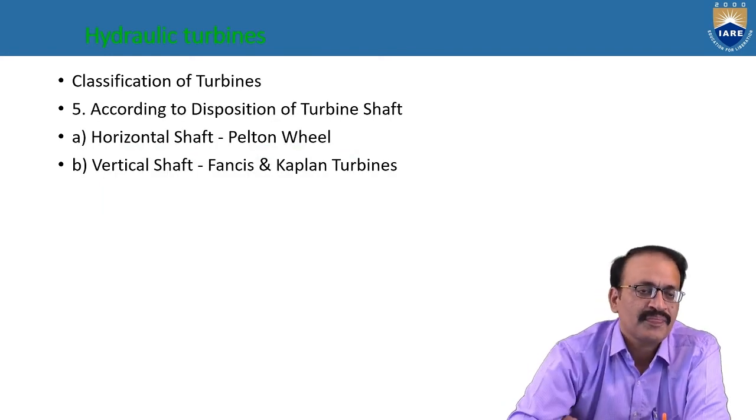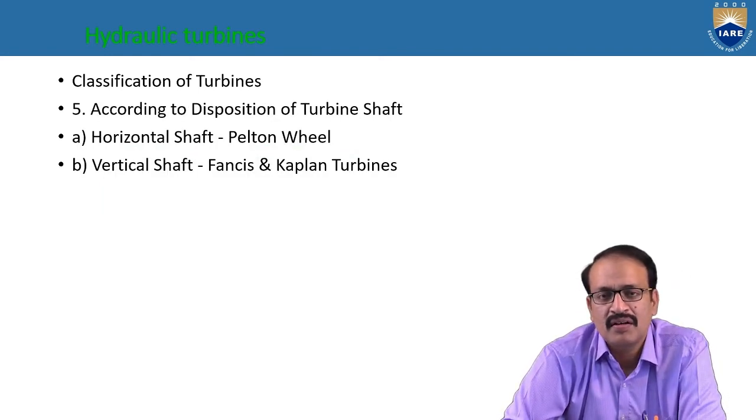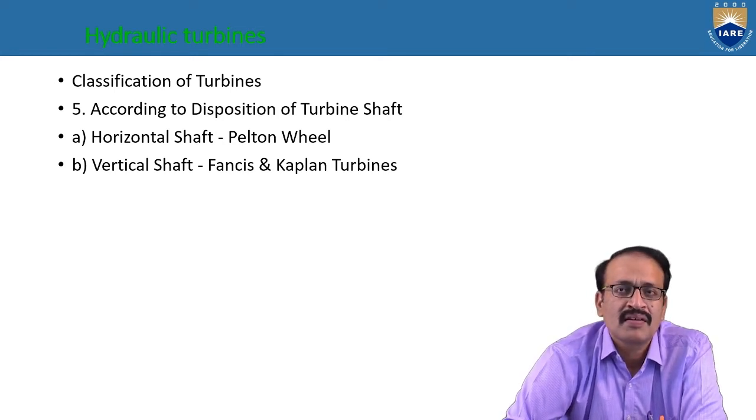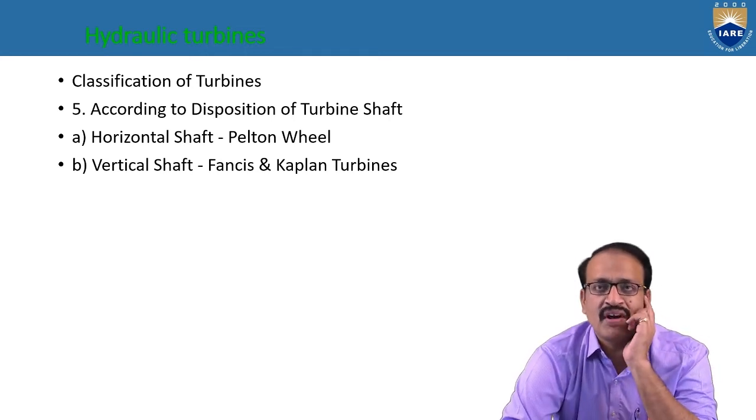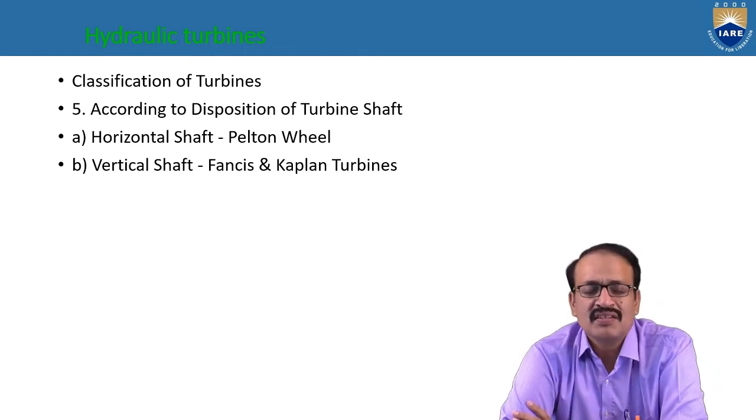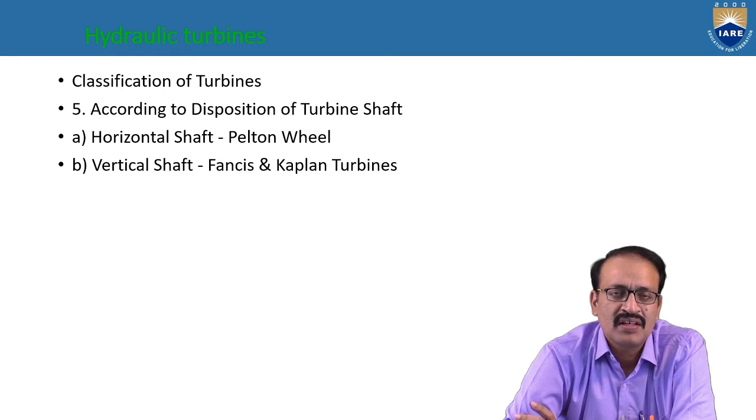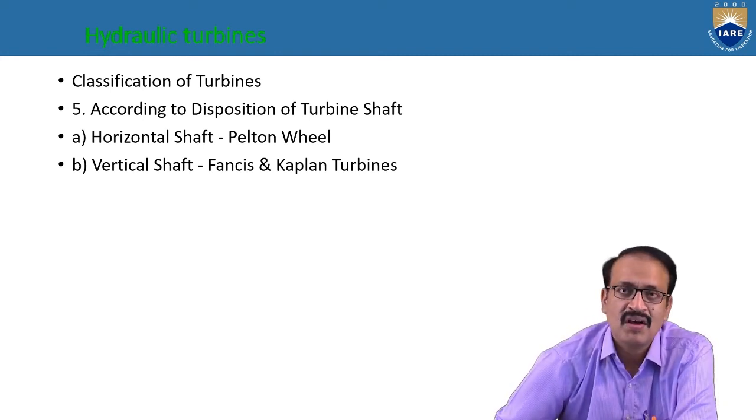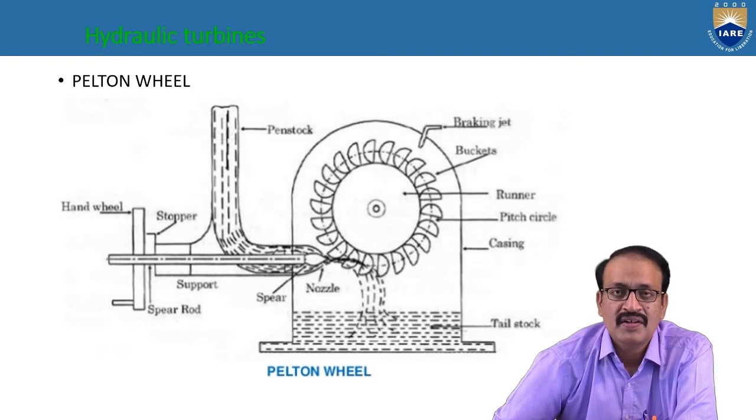And also we can classify these hydraulic turbines based on the position of the shaft. That is horizontal shaft, which is the Pelton wheel, and vertical shafts, which are the Francis and Kaplan turbines.